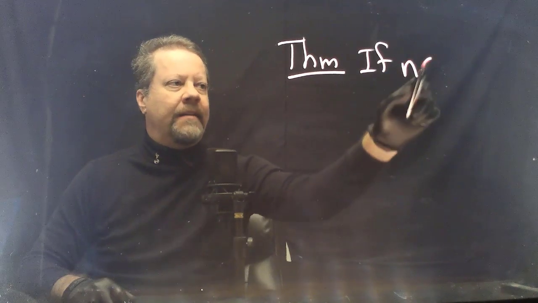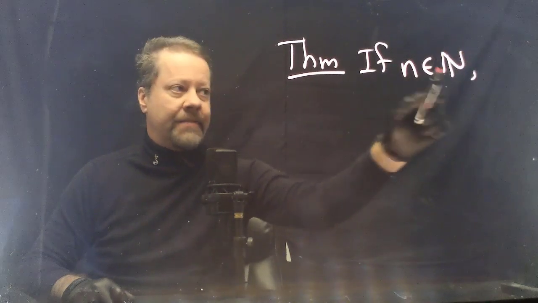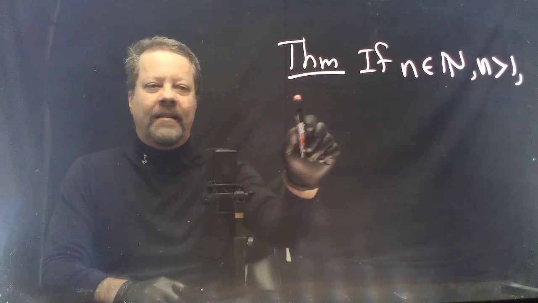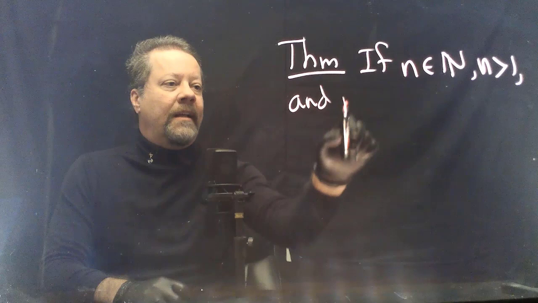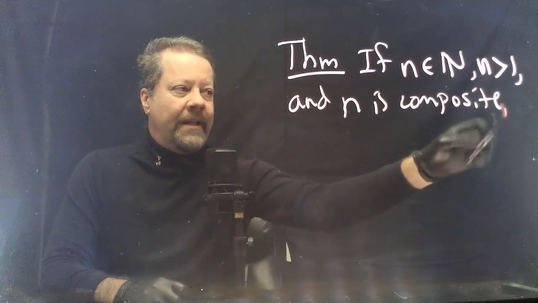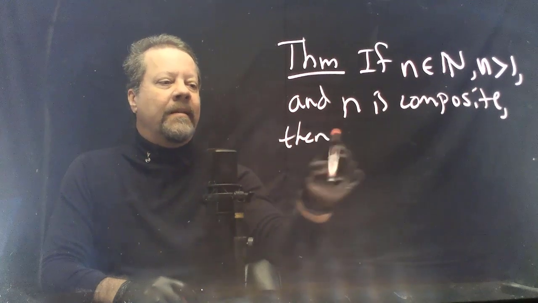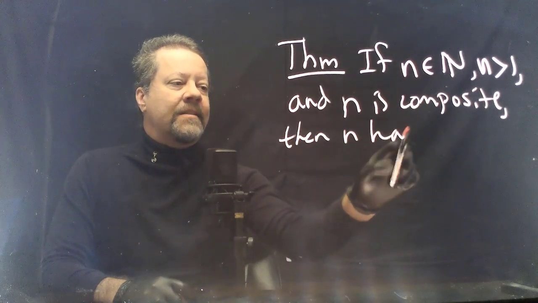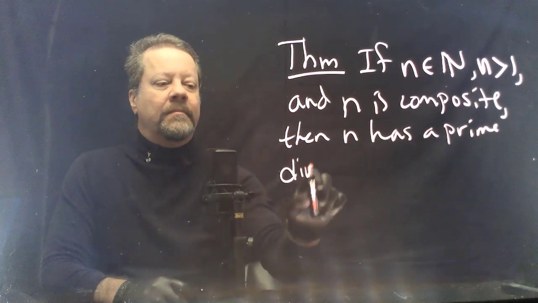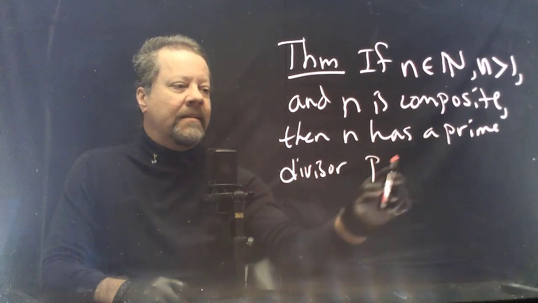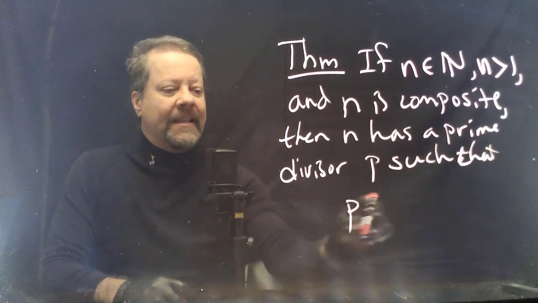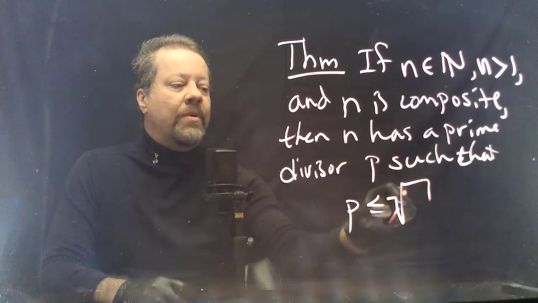If n is an element of the set of natural numbers, n strictly greater than 1, and n is composite, so that it is not prime, then n has a prime divisor p such that p is no greater than the square root of n.